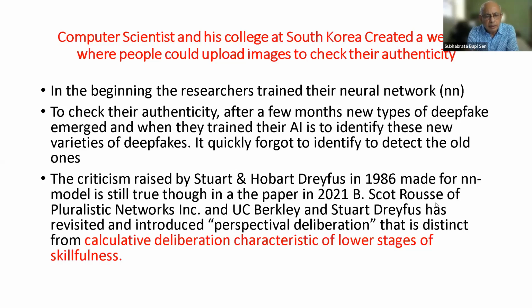The criticism by Stuart Dreyfus and Hubert Dreyfus in the 1960s is still true, though. In a paper in 2021, Scott Rousse of pluralistic networking at UC Berkeley and Stuart Dreyfus revisited the introduction of perspective deliberation, that is, the calculative deliberation characteristic of the lower stages of skillfulness. Skillfulness is further understood through perspective deliberation.